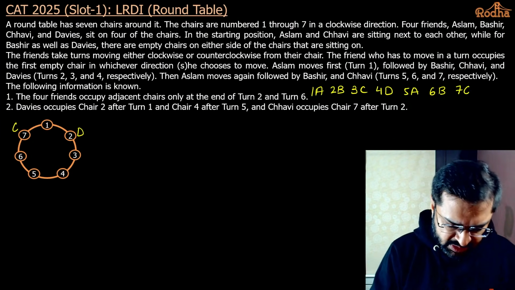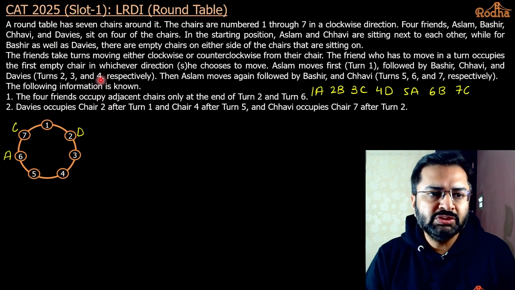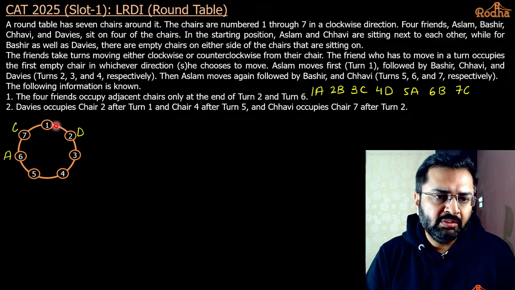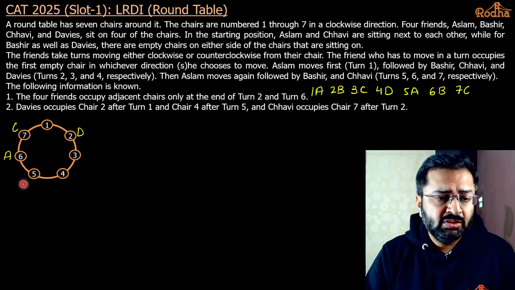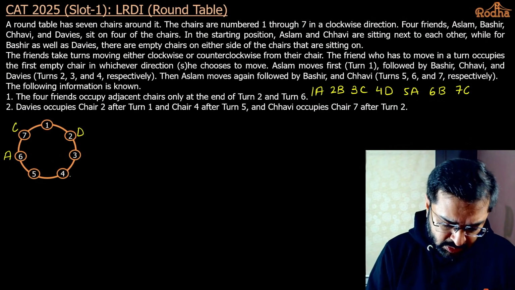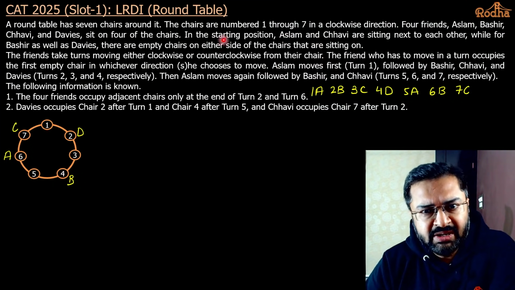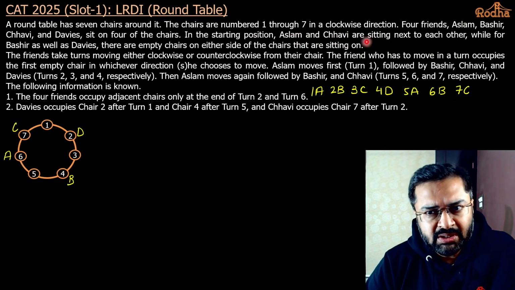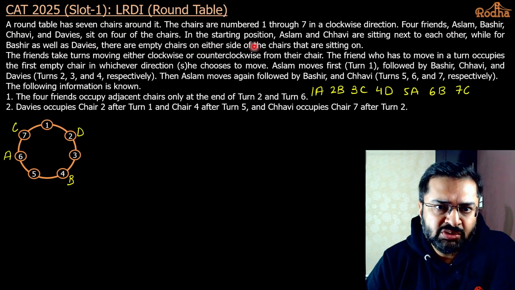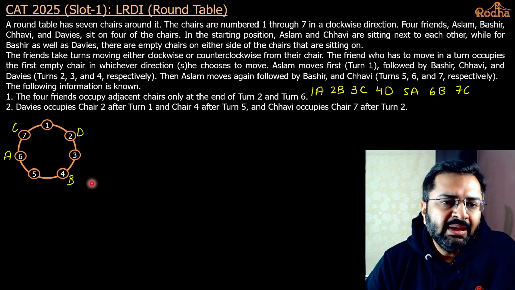So let me just put A here. If this is A, again, what's the only position left for B, Bashir? Now, Bashir cannot come here, cannot come here, cannot come here, because Bashir has both the neighbors' positions empty. So the only possibility is this. So this becomes B. Can you see this now? This satisfies both the conditions. Let's just read it again. Starting position, A and C are sitting next to each other. While for B and D, there are empty chairs on either side. So you can see D, empty chairs here, B, empty chairs here. So this is our initial position.